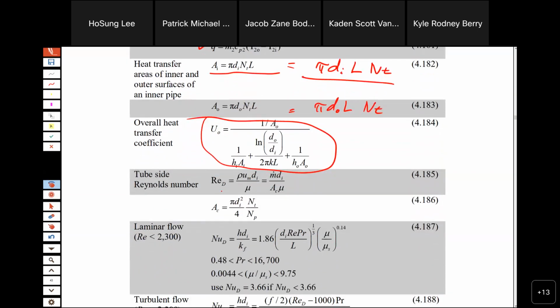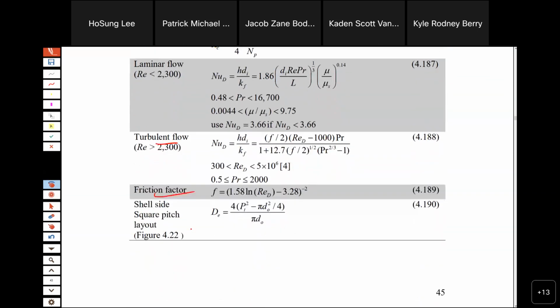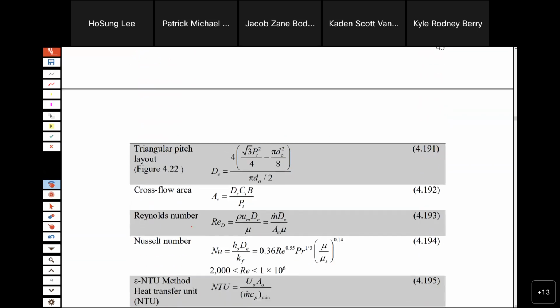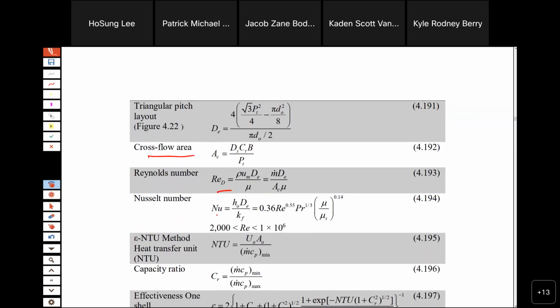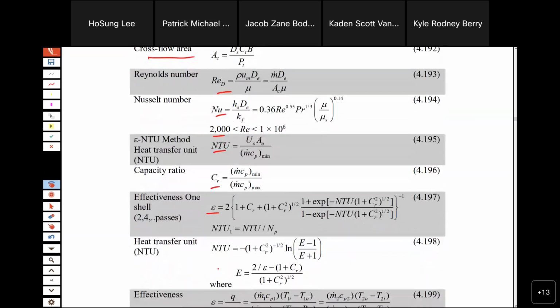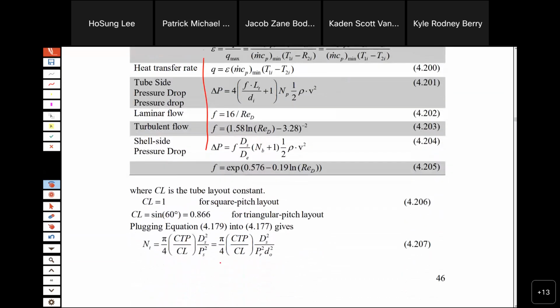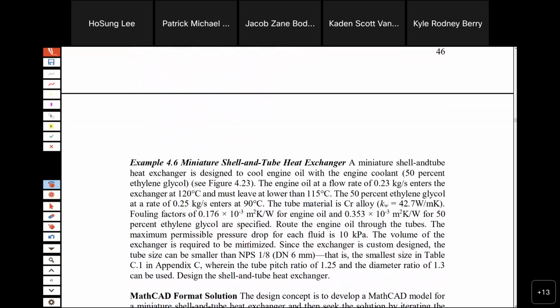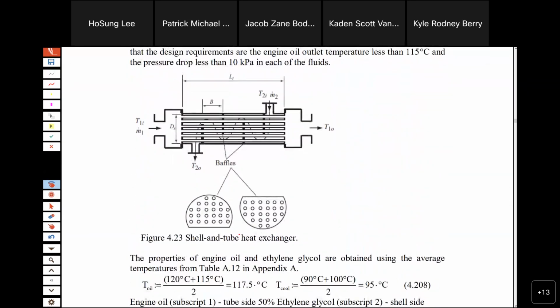And Reynolds number, tube side, laminar flow, turbulent flow, friction factor, cross flow area. The Reynolds number, I think, NTU, CL, and effectiveness. Otherwise, the same. You can use it. Okay, very similar. I think here an example you have to go over, because of sizing.